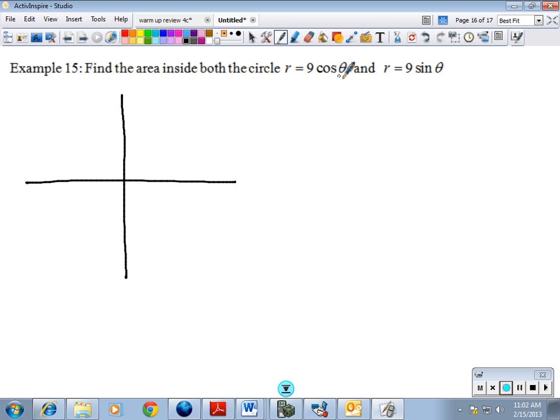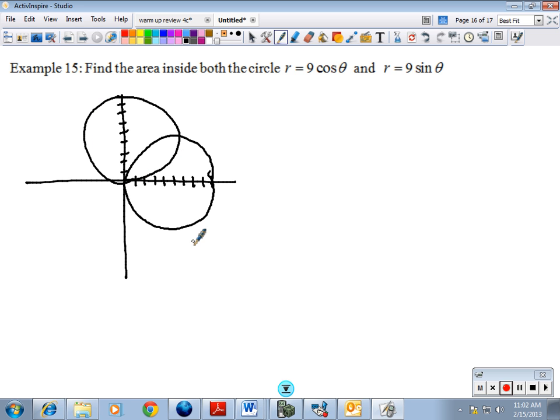9 cosine theta, that's just a circle with a radius of 9. 1, 2, 3, 4, 5, 6, 7, 8, 9. And then 9 sine of theta, 1, 2, 3, 4, 5, 6, 7, 8, 9. I am not an artist at all. So essentially, I want this piece in here.